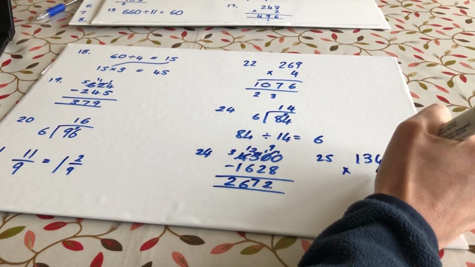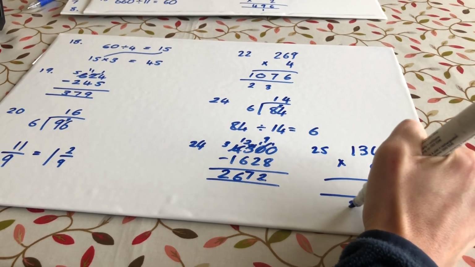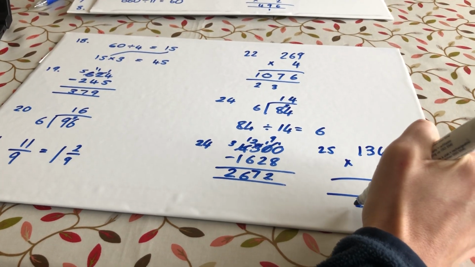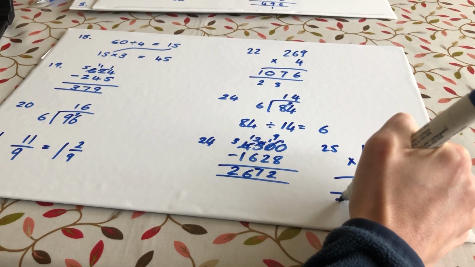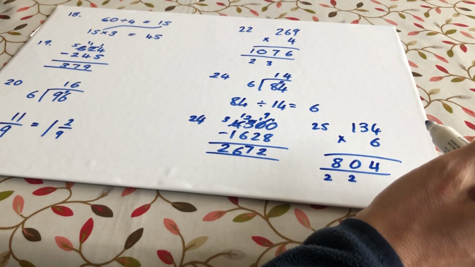And finally, question 25, we'll do it over here. 134 times by 6. 6 fours are 24. 6 threes are 18, 19, 20. Put the 0 in, carry the 2. 1 times 6 is 6, and add the 2 is 8, 804.